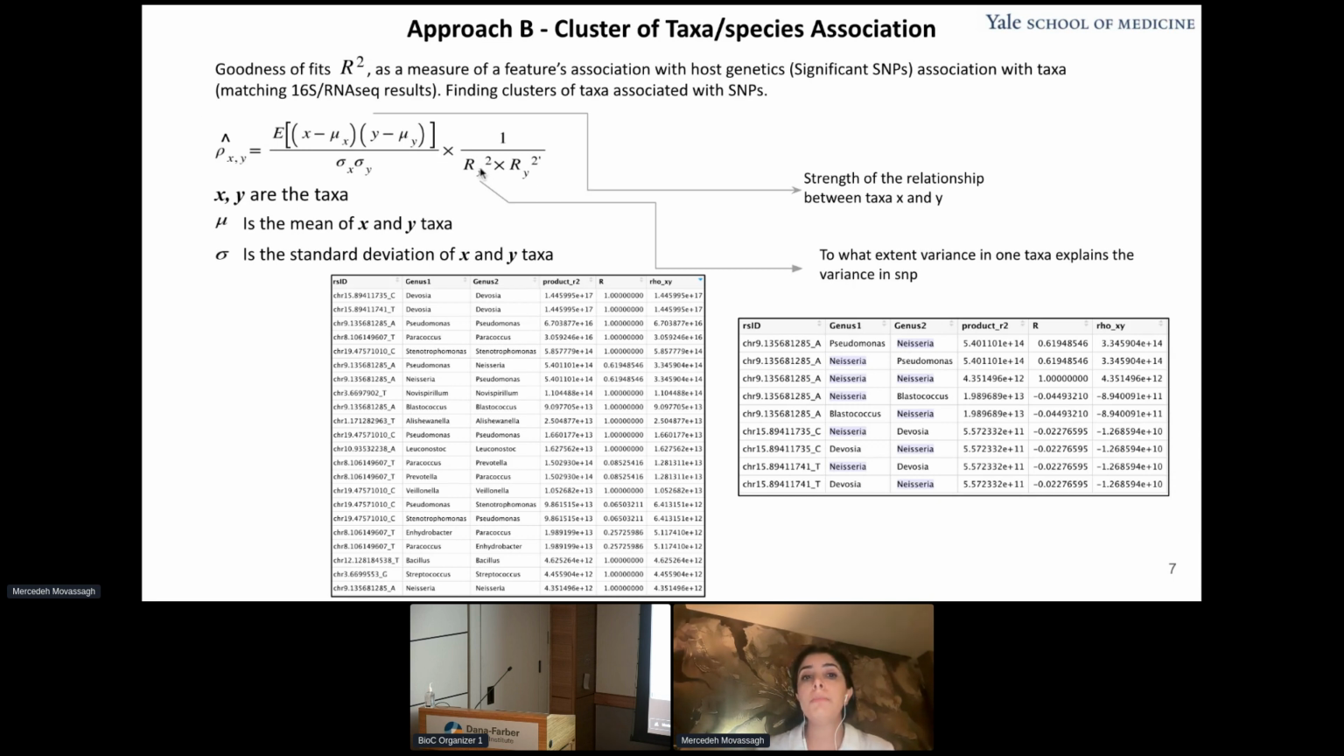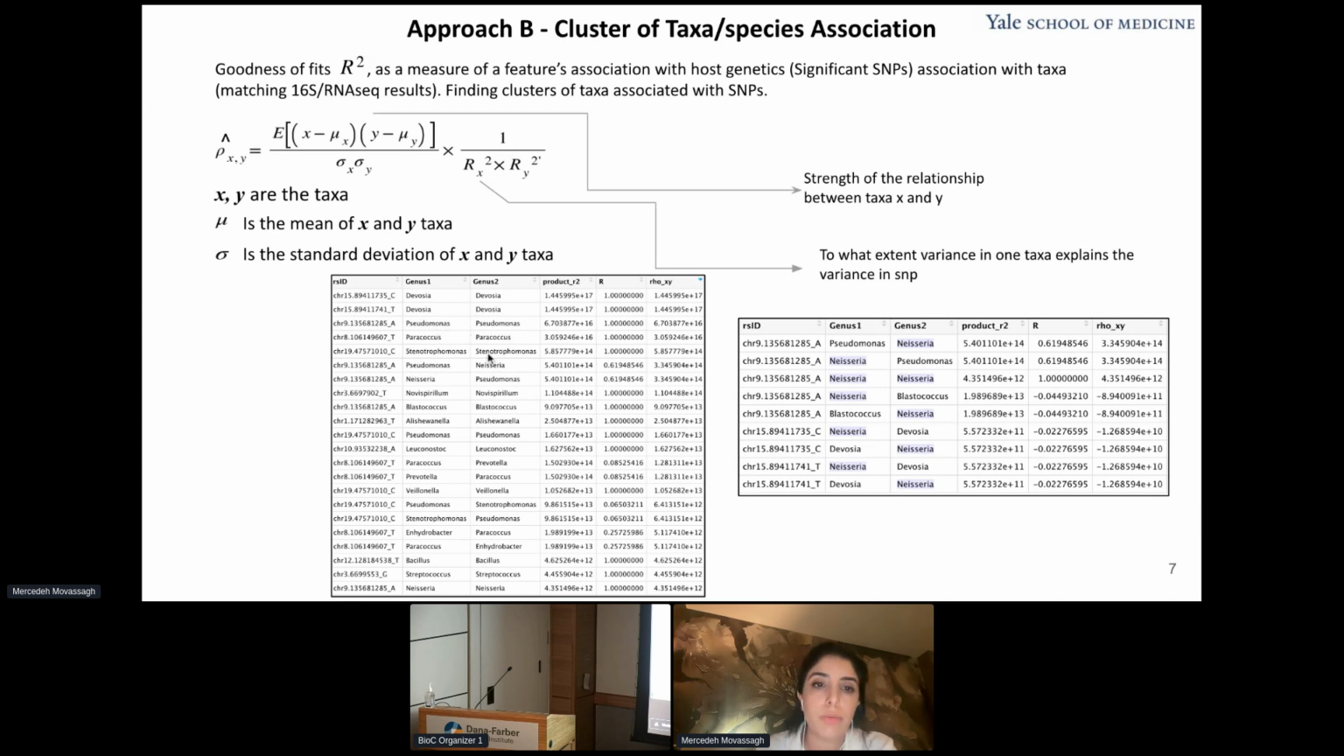And then you're also measuring the goodness of fit of the relationship between your taxa and a SNP. So taxa X with the SNP, and then taxa Y with the SNP. And then you're coming up with a correlation estimate. So here's what basically your output will look like. Again, you have your RSID. You will have a genus, your first genus and your second genus.